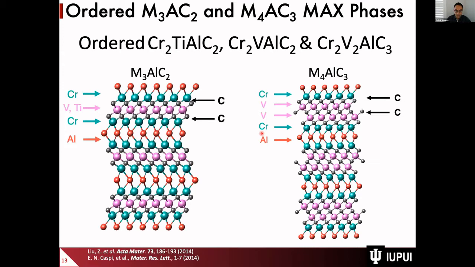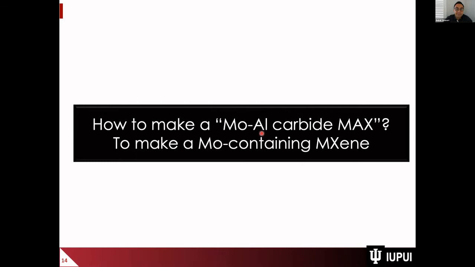Now, this is where we got more interested in molybdenum phases, because in 2014, that's exactly where Michael Naguib discovered a lot of MXene phases, and there was no molybdenum-containing MXene. And the reason for that was at the time, we only knew how to etch aluminum, and there was no molybdenum aluminum containing MAX phase. So there were different paths that we were exploring. For example, there's molybdenum gallium, so we can etch that. But at the time, we could not etch MAX phase molybdenum gallium.